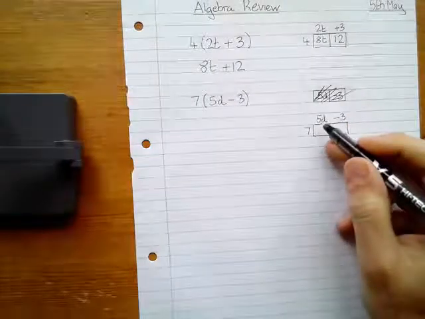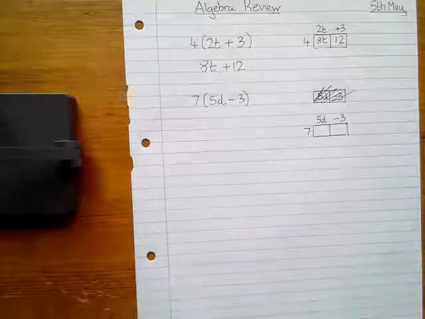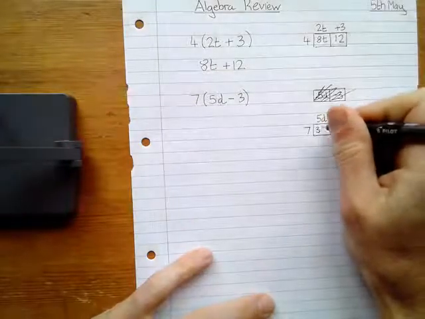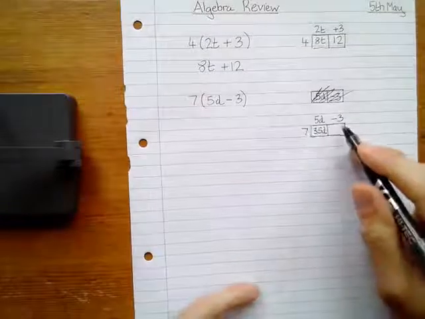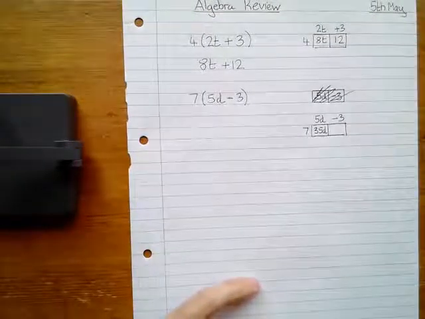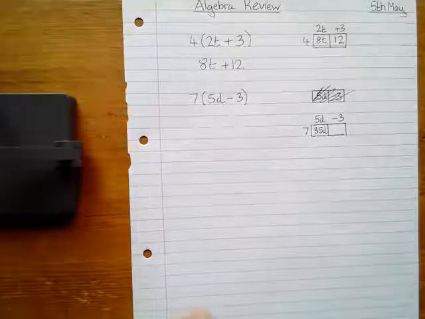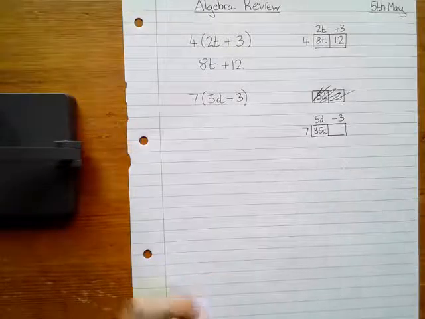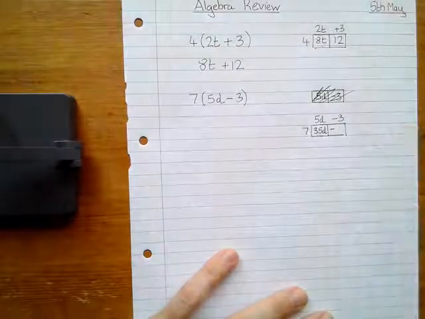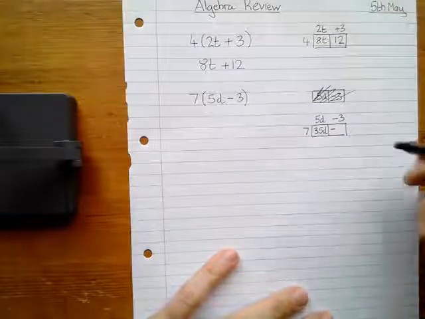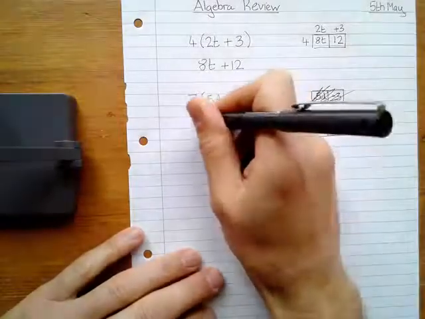So 7 times 5d, that's 7 lots of 5: 5, 10, 15, 20, 25, 30, 35. Hope you don't have to keep doing that, but you might still be at that stage. That's 35d. And then 7 times minus 3. I don't know how much negative number multiplication you've done with this, but hopefully you do know that a plus times a minus makes a minus. So the answer is minus whatever 7 times 3 is. 7 times 3 is 21. So it's 35d minus 21 is the final answer to that.